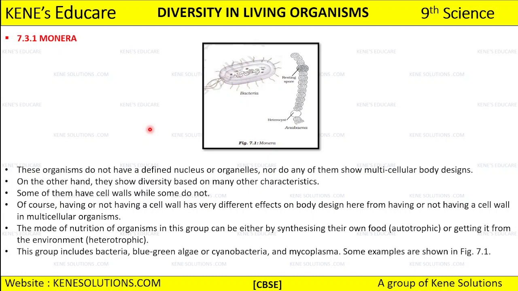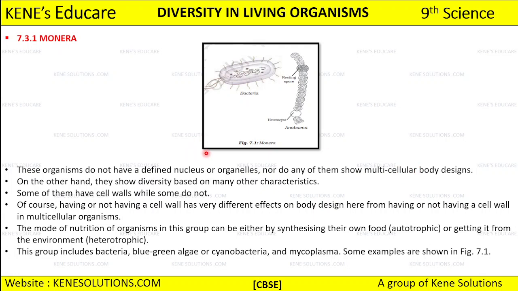Okay. After that we discussed kingdom Monera, where you can see this diagram with bacteria and anemone involved here, right? The organisms which come under kingdom Monera do not have a defined nucleus nor organelles. So the nucleus is not defined, nor are the organelles defined. As well as they do not show any multicellular body design, so they are unicellular organisms.